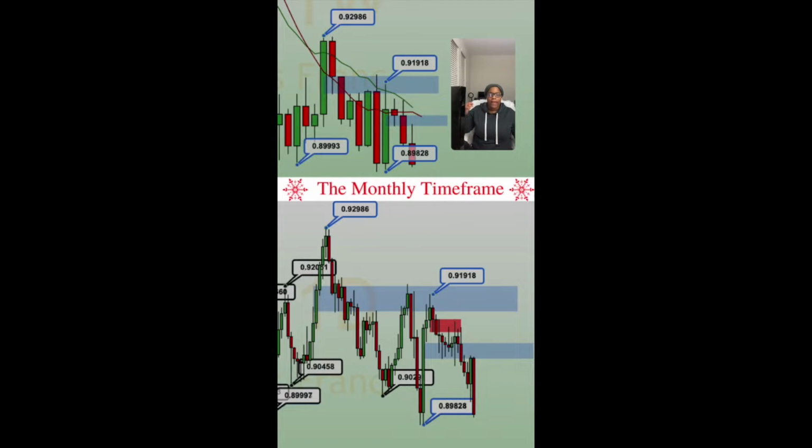Now, at the same time, we're gonna go over to number two. Based on the movement, okay? Once you analyze the weekly, once you analyze the daily time frame, based on the movement, the monthly time frame should mimic the recent 4 weeks of movement in one candle. That's the monthly time frame.